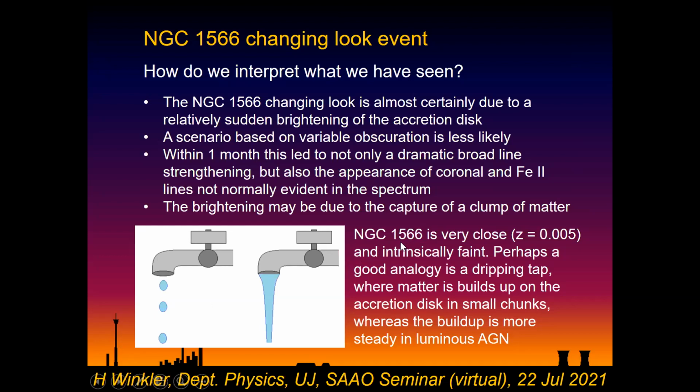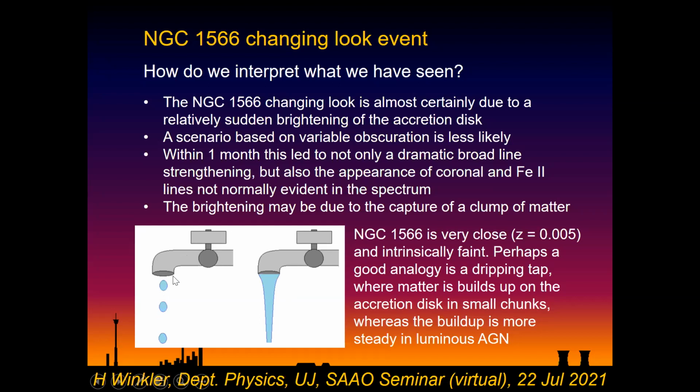Right at the beginning, I also showed you that something similar happened in NGC 3516, also very close by. I'm wondering if maybe this is what's happening. If this was a very luminous object, perhaps there's this fairly constant stream of material, and if this slightly weakens or slightly strengthens, you don't see much of a difference. It just gets a little bit brighter, a little bit fainter.